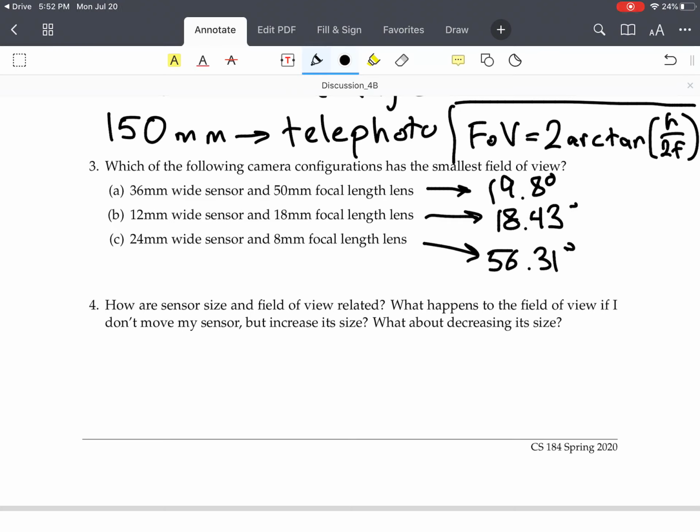So, okay, there we go. B is our answer, the smallest field of view, because only 18 degrees.